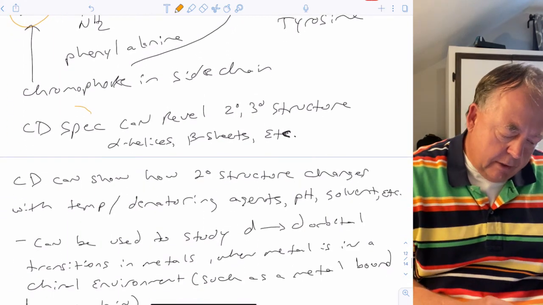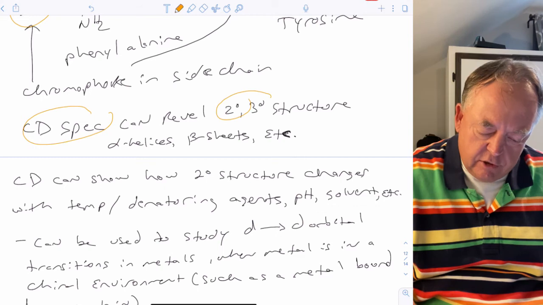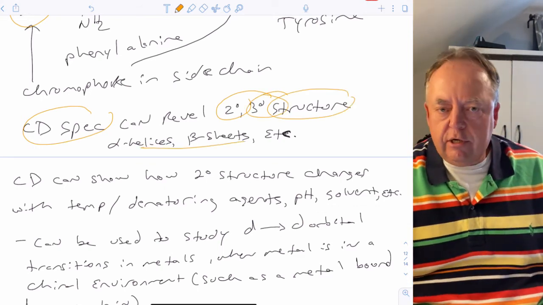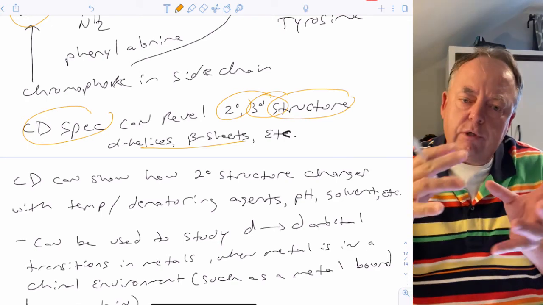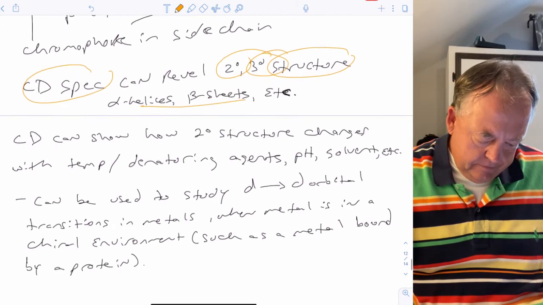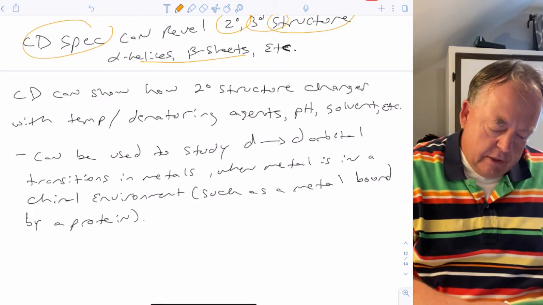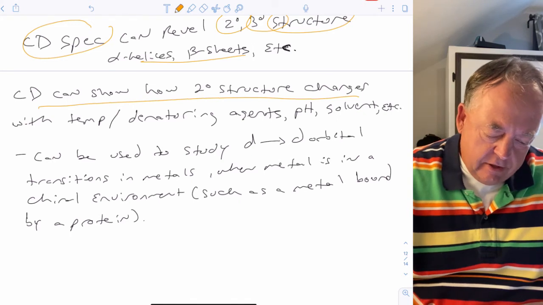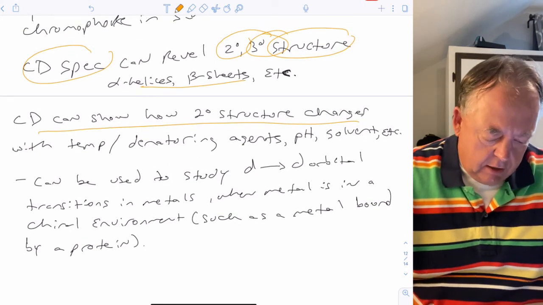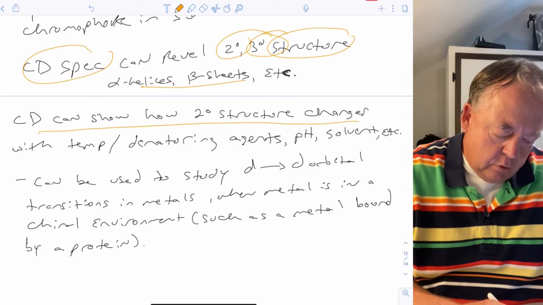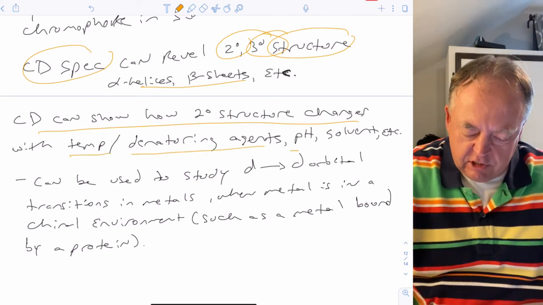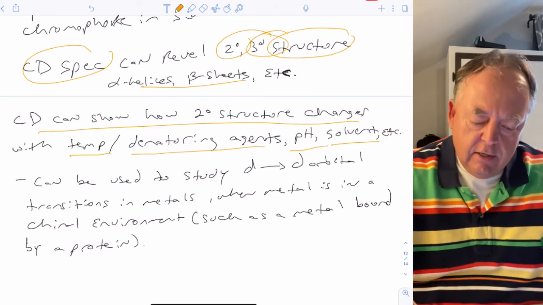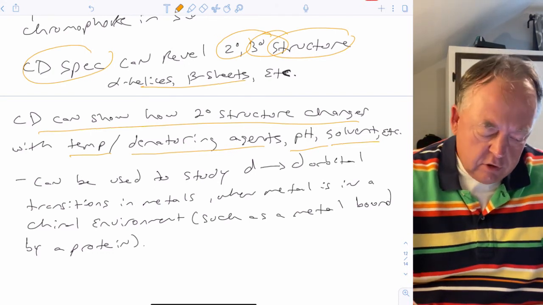So CD spectroscopy can be used to reveal the secondary and tertiary structure of a protein: the alpha helices, beta sheets, and tertiary structure, because that's what gives the protein its 3-dimensional shape. It can also be used to show how secondary structure changes, how these alpha helices, beta sheets, and overall 3-dimensional structure change with temperature, denaturing agents, pH, and different solvents. A protein will have a different 3-dimensional shape depending on those conditions.